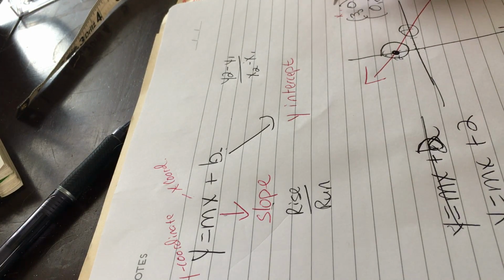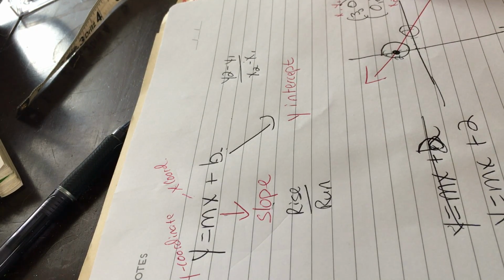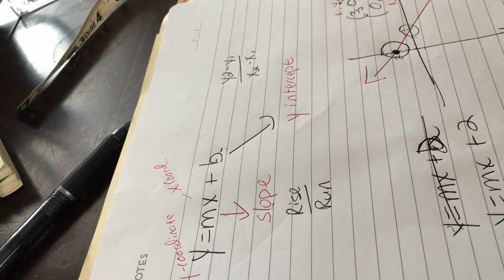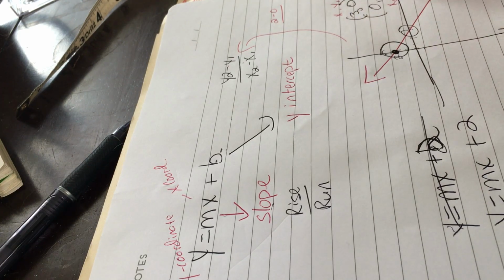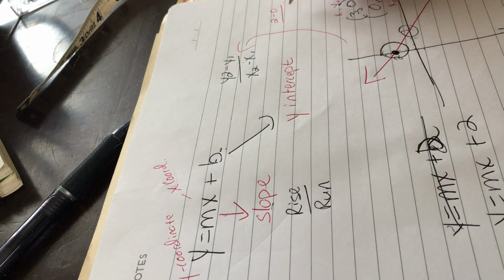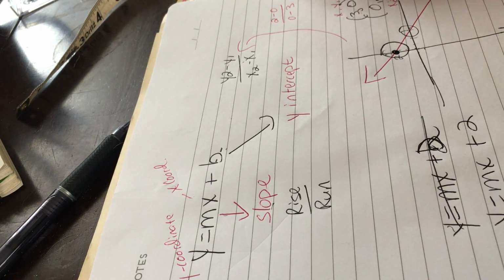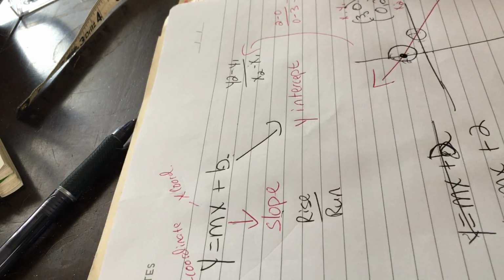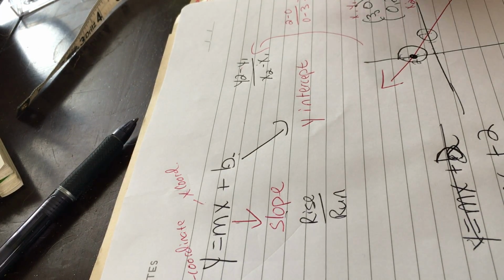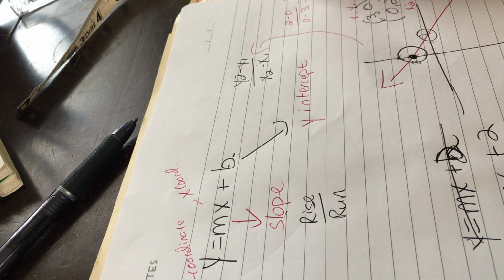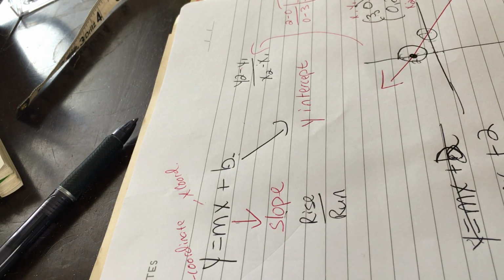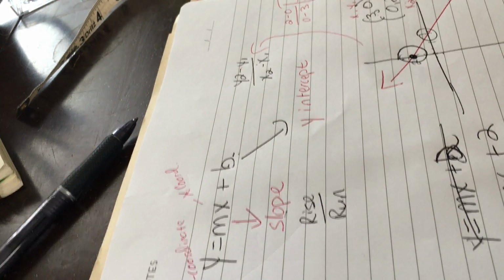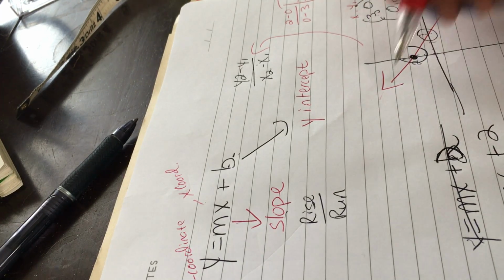So here, x1, y1, x2, y2, and I plug it in. y2 minus y1, 2 minus 0, over x2 minus x1, 0 minus 3. Can you see that? Okay. 2 minus 0 is 2. 0 minus 3 is negative 3. So my slope would be negative 2 over 3, or 2 over negative 3. That's called a negative slope.